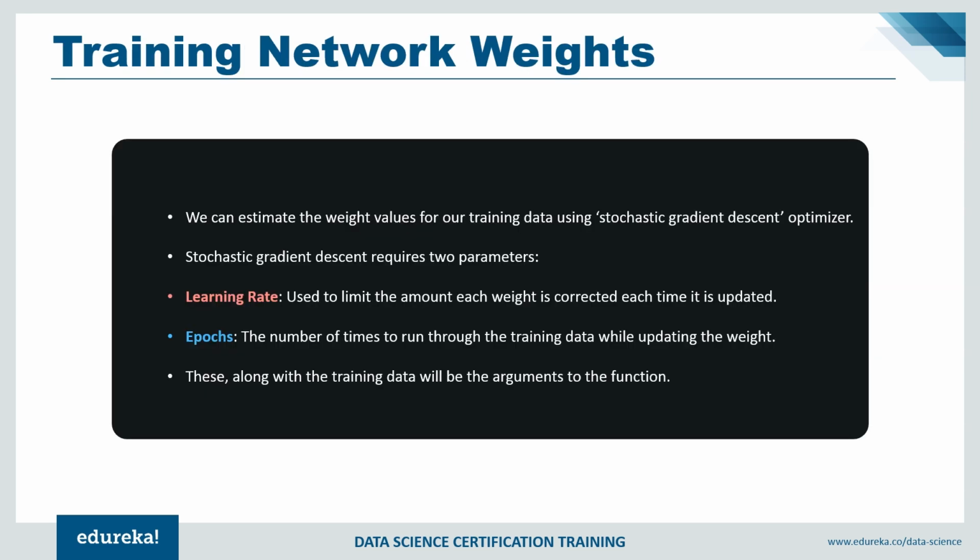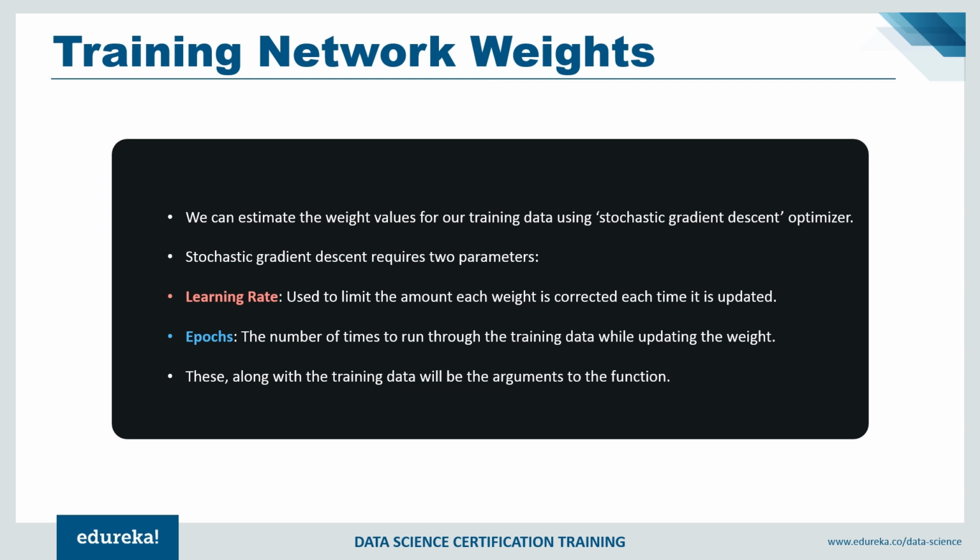Now, if we talk about training networks and weights in a particular neural network, we can estimate the weight values for our training data using the stochastic gradient descent optimizer, as I mentioned earlier. It requires two parameters. The learning rate, as I mentioned earlier, is used to limit the amount each weight is corrected each time it is updated. And epoch is the number of times to run through the training data while updating the weights.